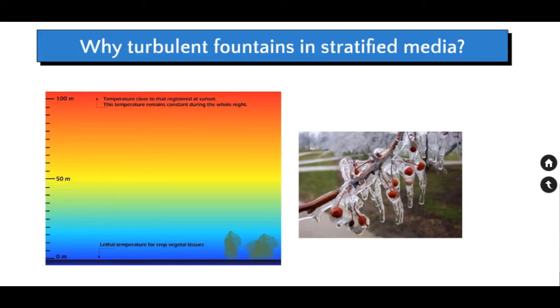Radiation frost occurs in temperate regions on clear and still nights. At approximately 100 meters above the surface, temperature at sunset remains constant during the whole night. In the absence of clouds, Earth's surface cools by radiation through the atmosphere. This leads to a stratification of the air with a linear profile in temperature. As a consequence, temperatures below a sharpened limit result in severe crop damage.